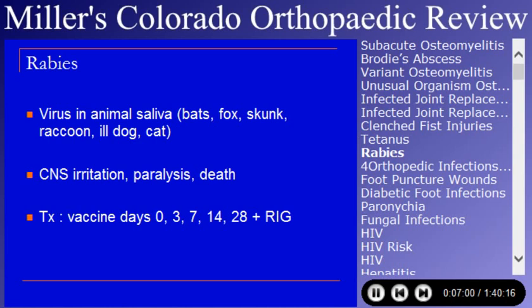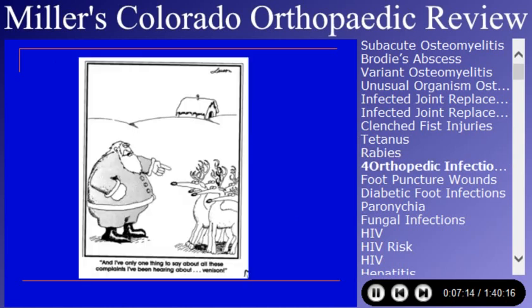It presents as a neuroparalytic disease, again, with central nervous system irritation, paralysis, and death. The treatment involves both vaccine and rabies immune globulin. Hoofed animals don't tend to get it, and rodents don't tend to be carriers of rabies.